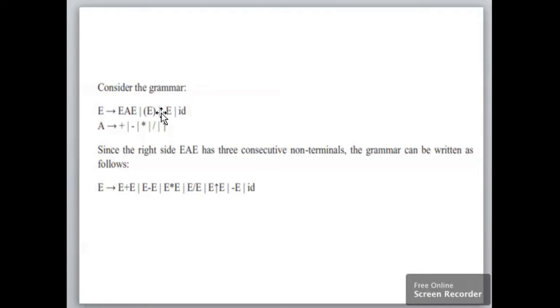So what I would do is rewrite this grammar with a new set of productions: E can have the form E plus E, E minus E, E into E, E divided by E, E exponentiation E, minus of E (unary), and ID. Both of these grammars represent the same set of inputs that can be parsed, but the only difference is that we have transformed a non-operator grammar into an operator grammar.